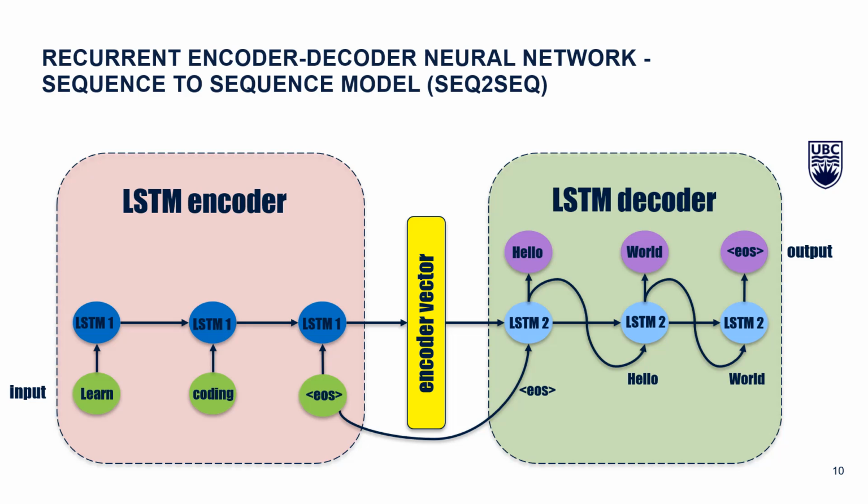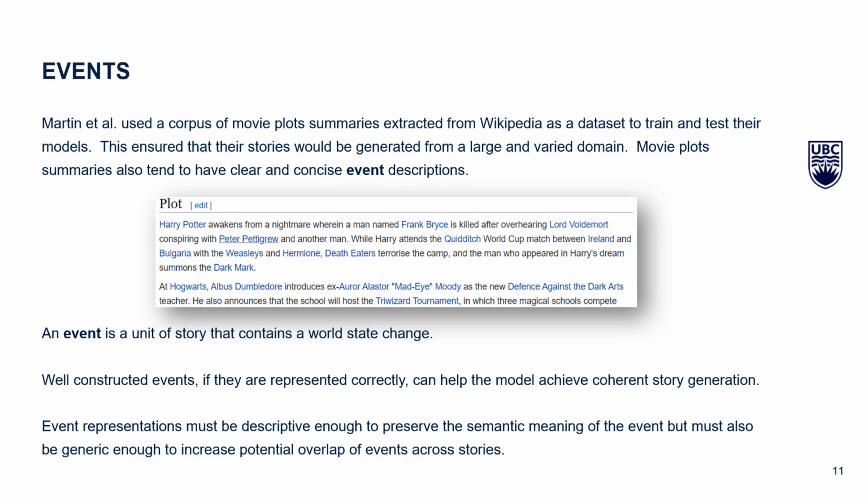Now that we have covered the neural network, we will begin to look at the pieces of event-to-event and event-to-sentence systems. The researchers used a corpus of movie plot summaries extracted from Wikipedia as a dataset to train and test their models. This ensured that their stories would be generated from a large and varied domain. Movie plot summaries also tend to have clear and concise event descriptions, as you can see here in this Goblet of Fire plot, which you will soon see is very important.